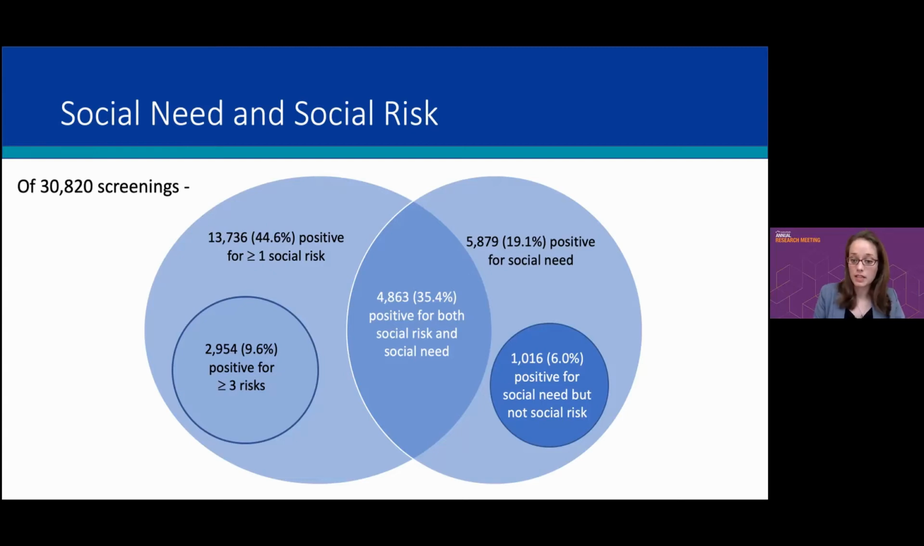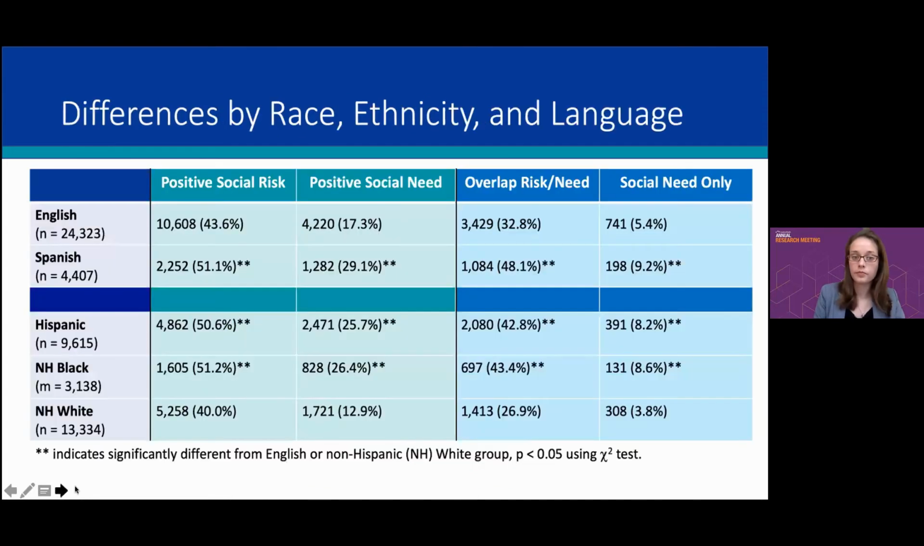Interestingly, we saw that 6% of patients were positive for social need, so did ask for assistance, but screened negative on our screening questions for social risk. We next looked at different patient populations in terms of race, ethnicity, and language to see if the prevalence of social risk, social need, or both were different in these patient groups.